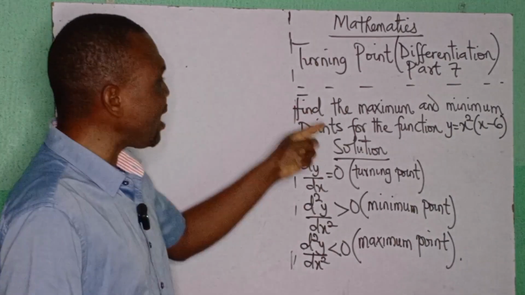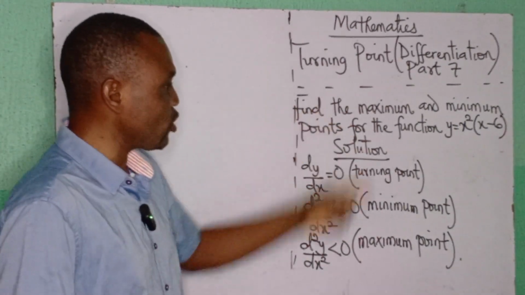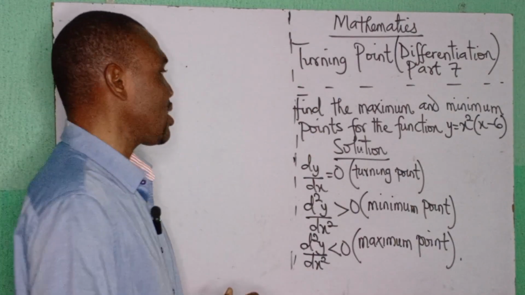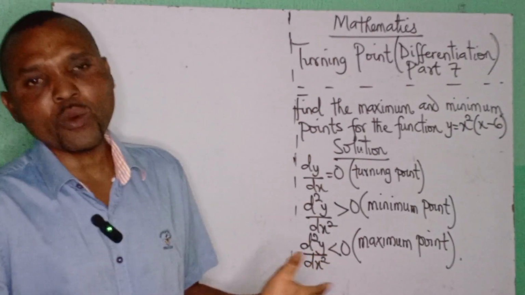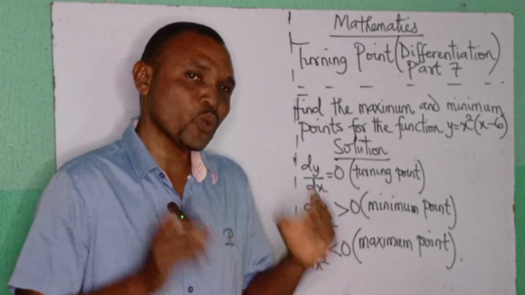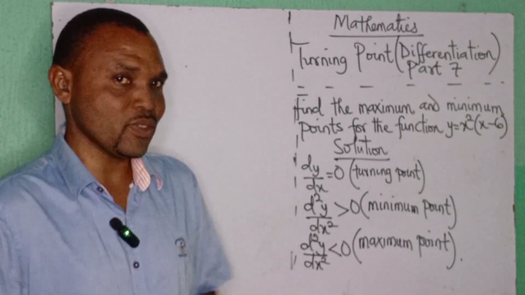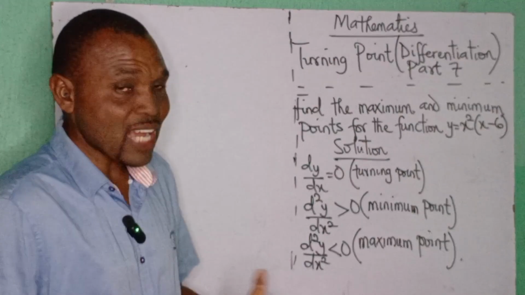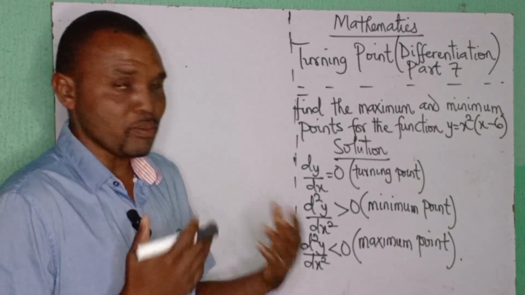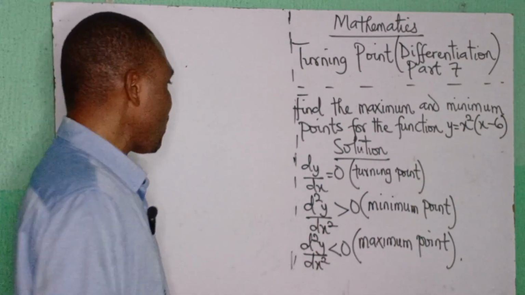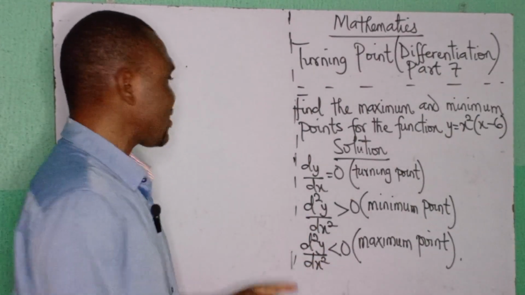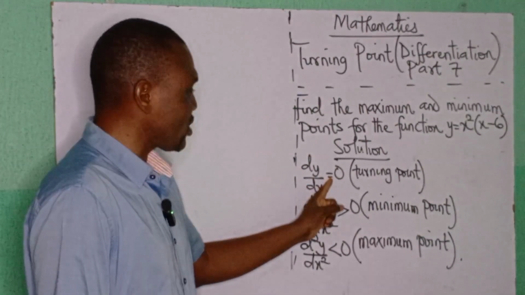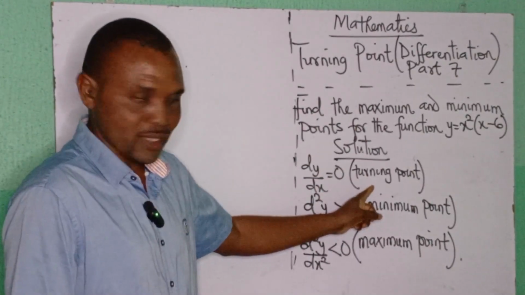It says find the maximum and minimum point for the function y equals x squared bracket open x minus 6 bracket close. Before we go on to solve this question, I want us to quickly look at these conditions. If you are asked to find the turning point, the maximum point or the minimum point, take note that if dy/dx equals 0, that is the turning point.